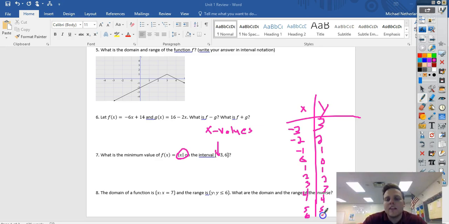Okay? And then it says, what is the minimum? So look at your y values. What was the smallest y value you had? 0. So your minimum value is 0.